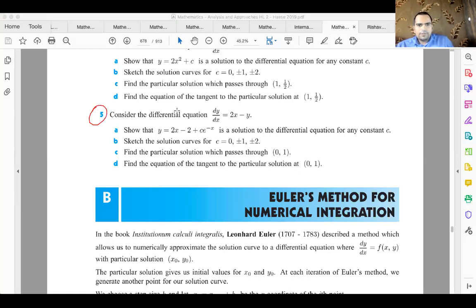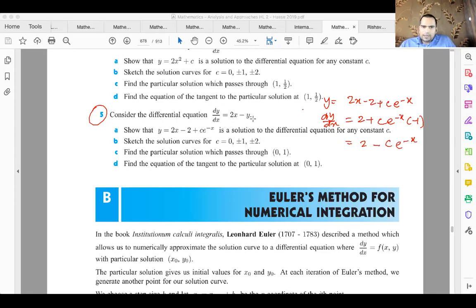So now let's say we have dy by dx is 2x minus y. Show that y equals 2x minus 2 plus c e to the power negative x is the general solution for this equation. When I differentiate, with y equals 2x minus 2 plus c e to the power negative x, the dy by dx term is going to be 2. The derivative here is 0 plus c e to the power negative x times negative 1. So what we get is 2 minus c e to the power negative x.